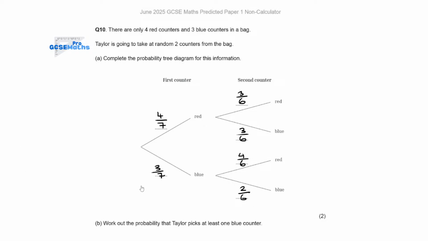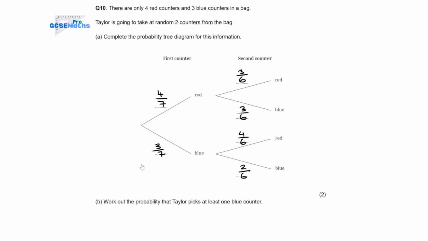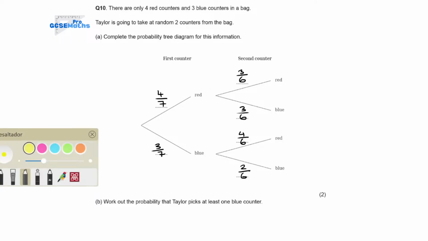Now you can kind of see the part B there. Work out the probability that Taylor picks at least 1 blue counter. Now if you've looked at my answer sheet, then you can see that there are 2 ways to do this. So again, if you do it a different way, that's fine, as long as you get the same answer.